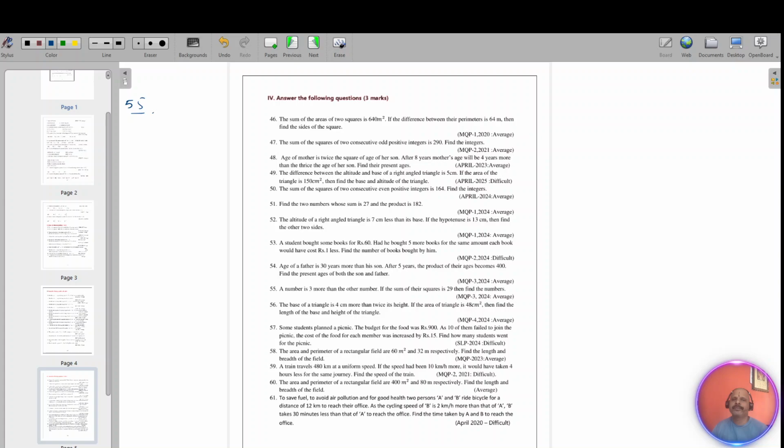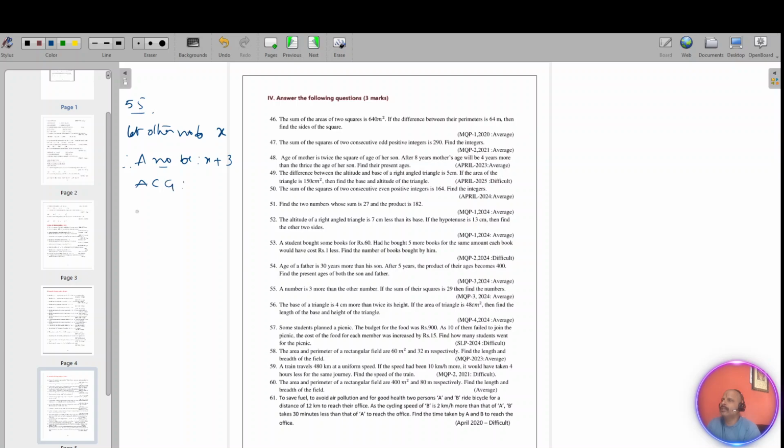A number is 3 more than the other number. If the sum of the squares is 29, find the numbers. It's a very simple question. We'll see, let the other number be x. A number is 3 more than the other, therefore a number, we will call it the first number, is x plus 3, or we can keep it as this.